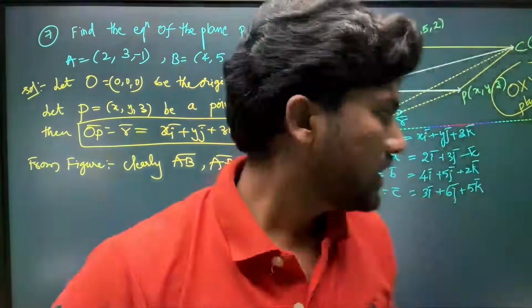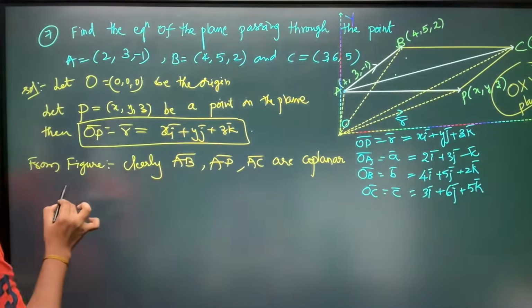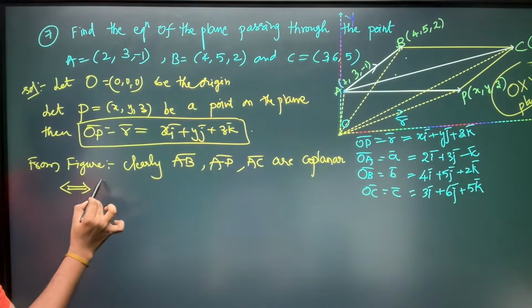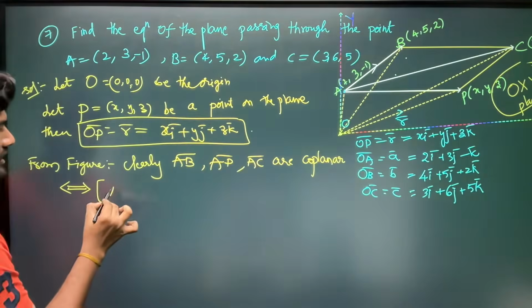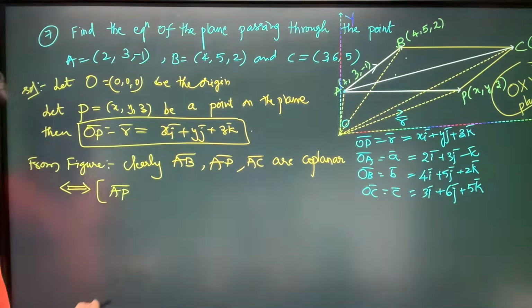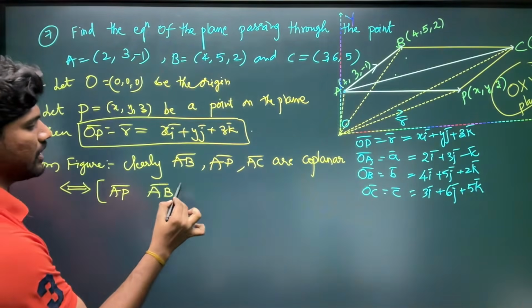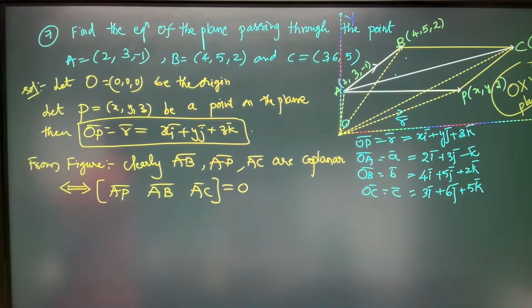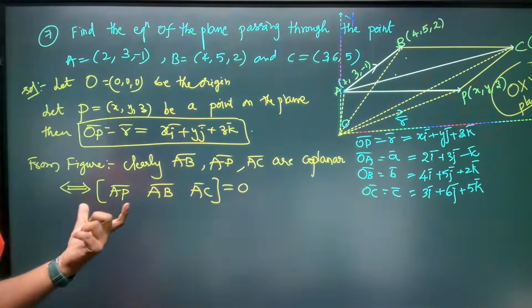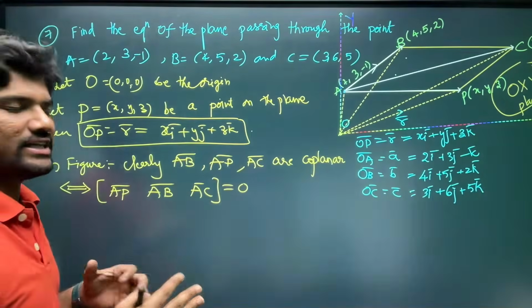So therefore, if and only if these three vectors are coplanar, then the box product of AP bar, AB bar and AC bar is equal to 0. This is the condition, okay? When you solve this box product, we can easily understand the condition.